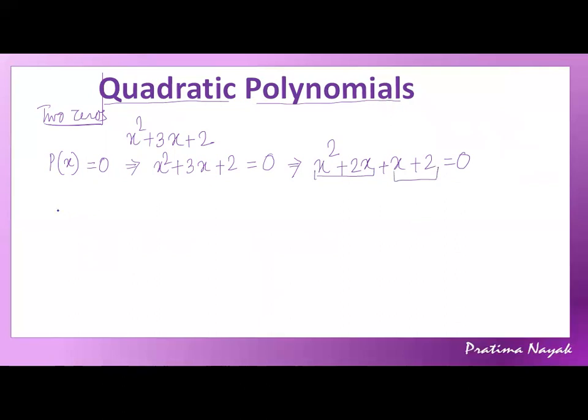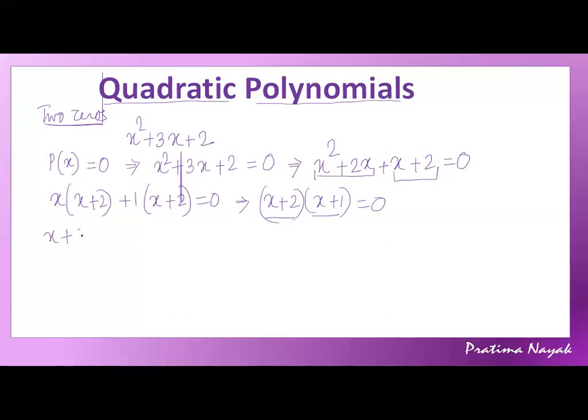This is one pair, another is a pair. In the first pair I'll take x common, x plus 2. Then I'll take 1 common, x plus 2 is equal to 0. So I get two factors. One is x plus 2, the other is x plus 1, and their product is 0. So when the product of two factors is 0, either of them is 0: x plus 2 is 0, or x plus 1 is 0.